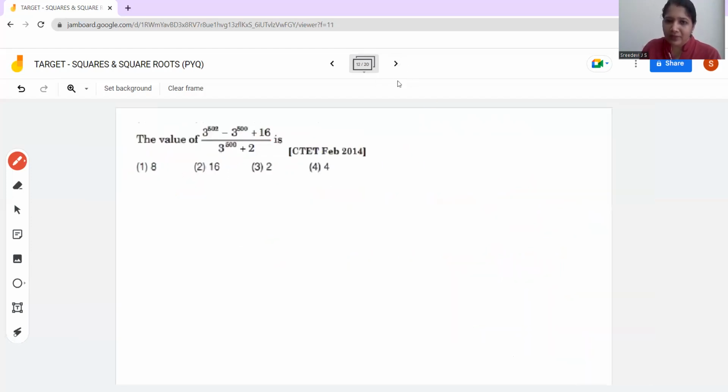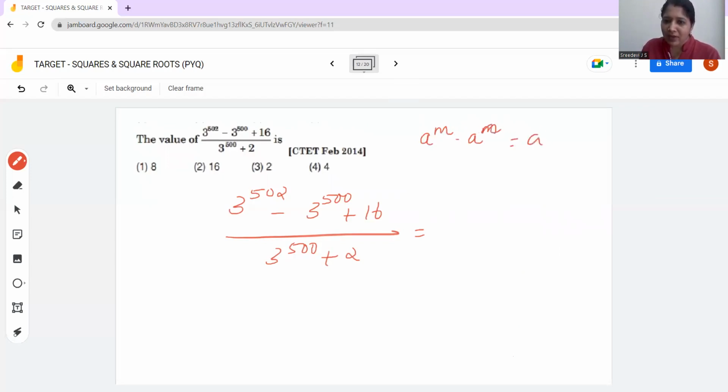Okay. Next question. The value of 3 to the power 502 minus 3 to the power 500 plus 16 divided by 3 to the power 500 plus 2. So here we have to take the common factor. See, we know that a raised to m into a raised to n can be written as a raised to m plus n, right? The same way, 3 raised to 502 can be written as 3 raised to 500 into 3 raised to 2.